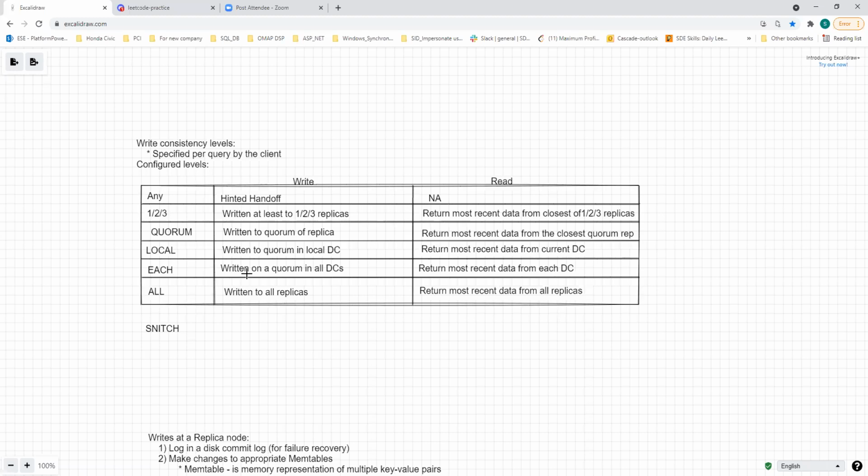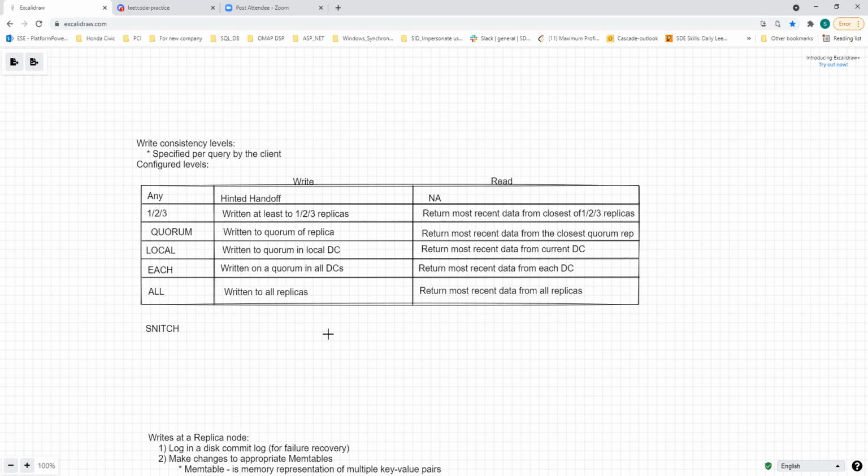Exactly. Per request means you can maintain it per write and per read request also? Yeah, that is what they say. But most of the time it will be like 1, 2, 3. In some cases you can use ALL for very important data, or something like that, which you have to store for long.